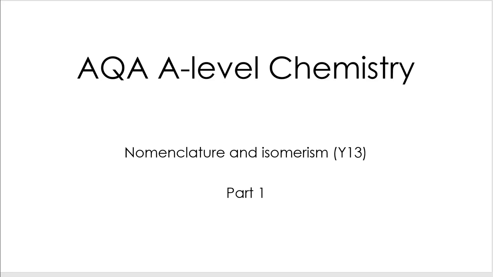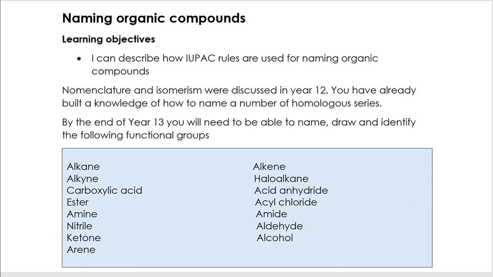This is AQA A-Level Chemistry. It is the Introduction to Organic Chemistry in Year 13. So we're going to look at nomenclature and isomerism. In this first video, we're going to focus on the nomenclature that you have already covered in your Year 12 content.